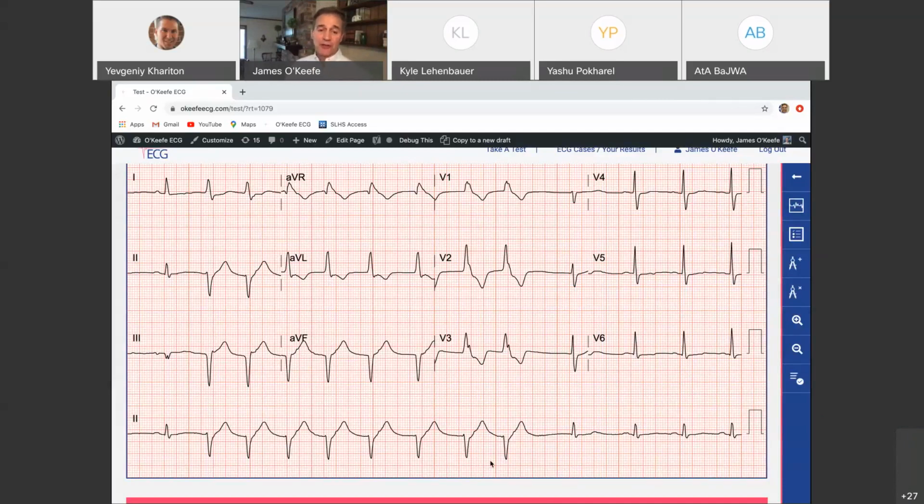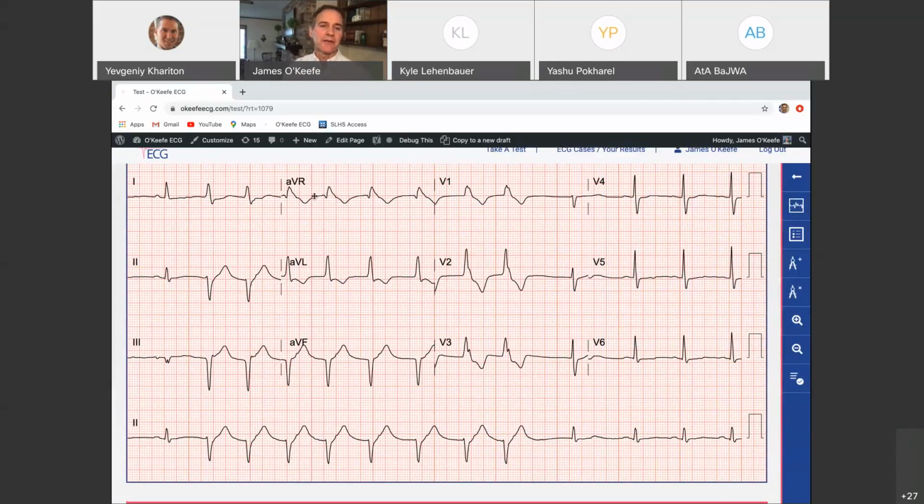I mean, it's definitely a ventricular rhythm. I don't know if it's quite fast enough to call it VT. It's like 85, 90 beats a minute. So it's not VT, but it does have that R wave in aVR, it's wider than 120 milliseconds, and it is ventricular origin.